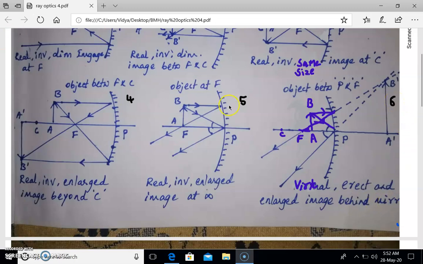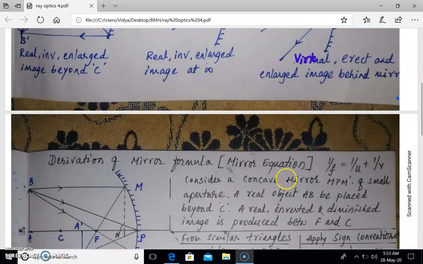So in the first 5 cases, inverted image. In the last case, the 6th case, erect image, not inverted image. A virtual, erect and enlarged image is formed behind the mirror.